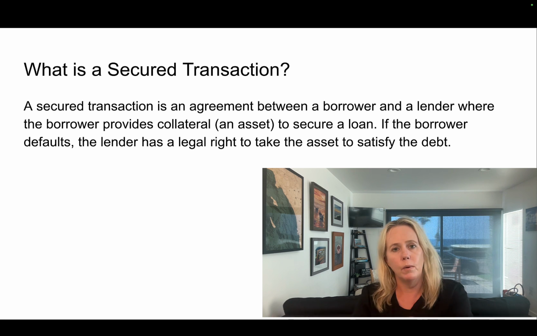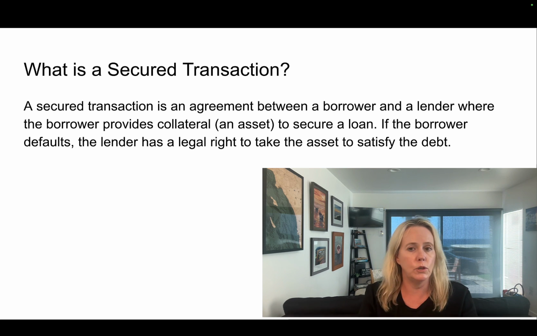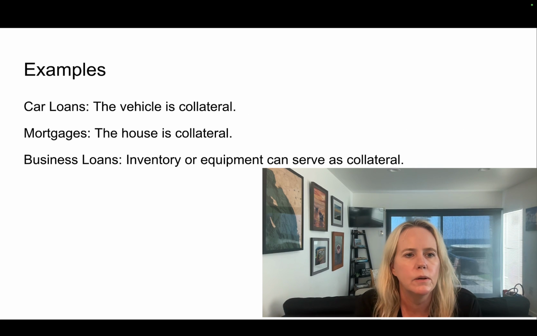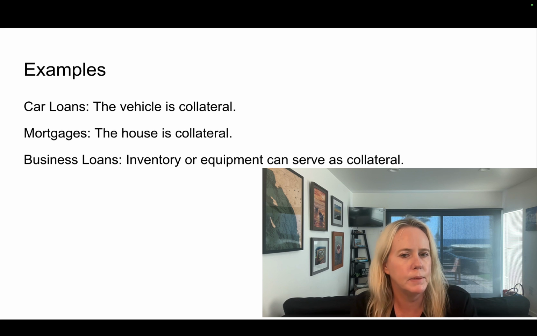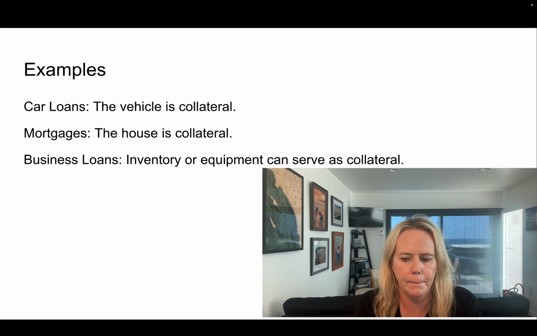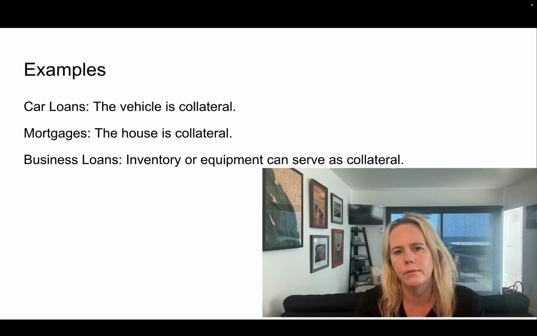So I'm saying, I want to buy this car. I'm going to give you a piece of the car in exchange for you providing me the money to pay the car off. So some examples, like I said, car loan, the vehicle is collateral, mortgages, the house is collateral. A lot of times in business, loans are granted based on inventory or equipment that serves as collateral. Maybe your tractor, maybe your 10,000 cases of water bottles, whatever it might be.